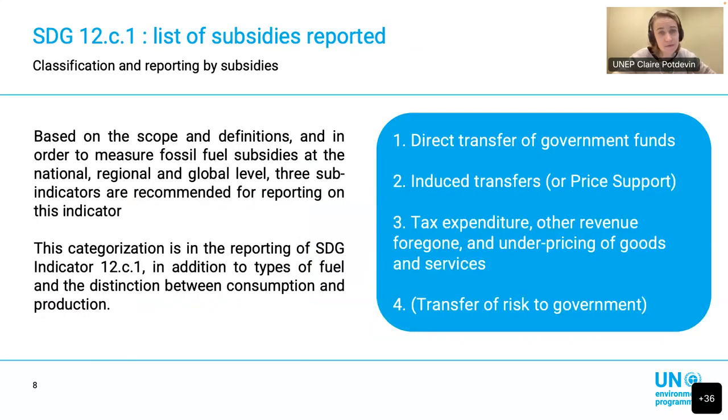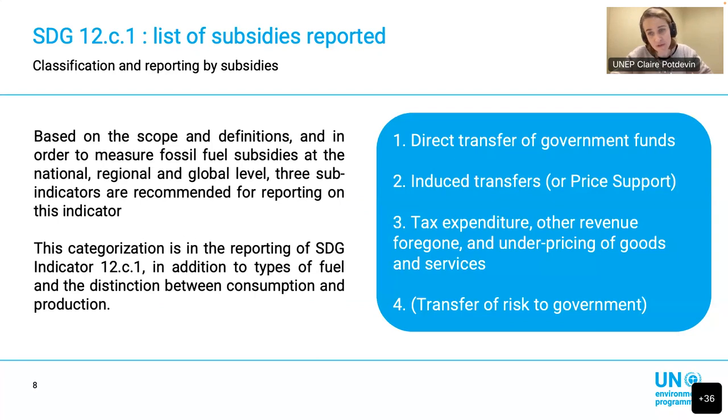Now, when it comes to the list of subsidies that's being reported, following this WTO definition, the methodology identified direct transfers of government funds, so that's direct spending, which usually appears on national budgets. It's fairly easy to track and monitor. Induced transfers or price support refers to what can be measured through the price gap methodology that I was mentioning, that the IEA, for example, applies. That's either through market regulations or border protection, like tariff measures. It can be done through price regulation mechanisms.